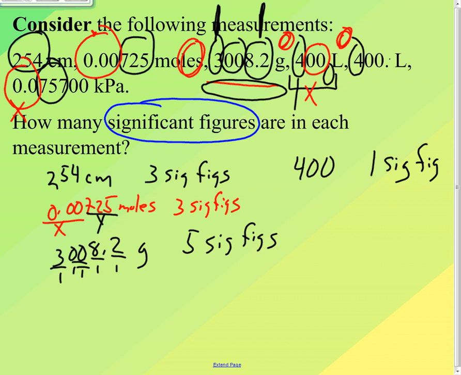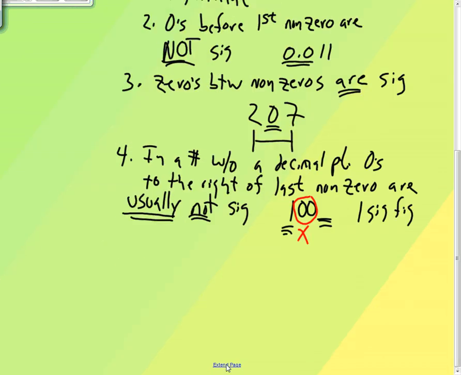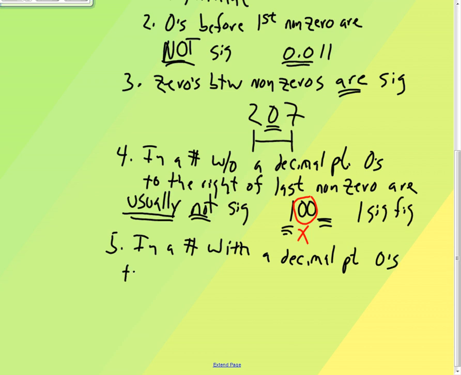Good, but what about if there is a decimal? Aha, you guys are catching on here. Good. So let's add another rule. Rule 5: in a number with a decimal point, zeros to the right of the last non-zero are significant. Got it? Okay.